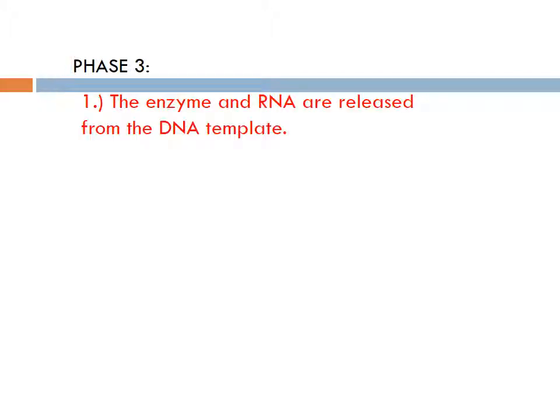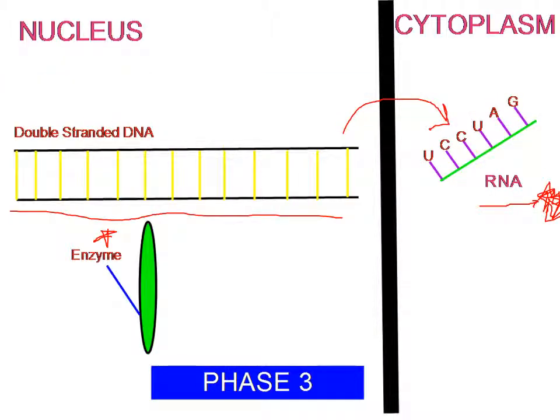So then we move to the third and final phase of transcription, and this is just when everybody calls it quits. The enzyme and the newly formed RNA molecule are released from DNA. DNA zips back up, and RNA can now leave the nucleus and head towards a ribosome to deliver the instructions for building a protein. Okay, so here you can see how DNA has been re-zipped, the enzyme has been released, and the mRNA has moved from the nucleus into the cytoplasm.